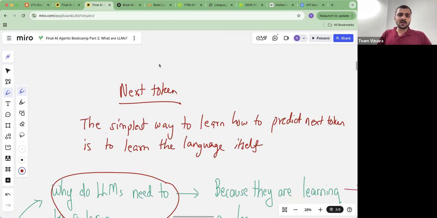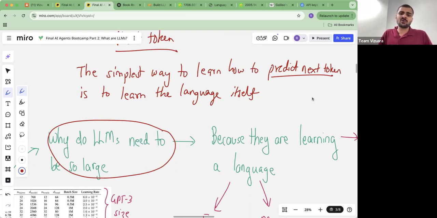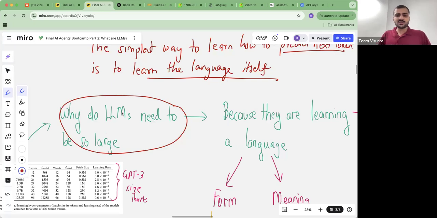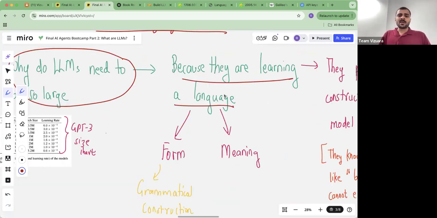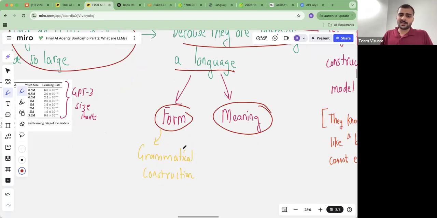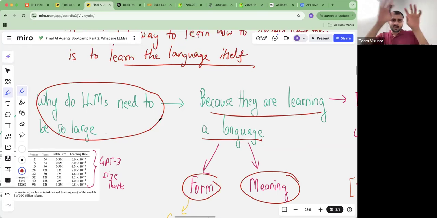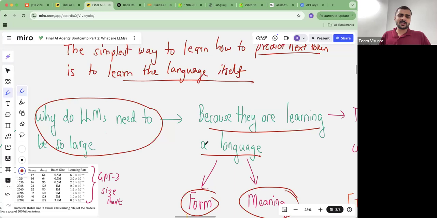And I believe the reason they are learning a language is because we train the LLMs to predict the next token, but LLMs themselves figure out that for me to predict the next token, the fastest way for me to do this is if I learn the language itself. So LLMs need to be very large because they are learning a language, and learning a language is not easy at all. It involves two things. It involves understanding the form of the language, and it involves understanding meaning of the language. So by form, I mean grammatical construction. As we train them on the next token, they realize that they have their own patterns which are forming in their mind. Or when I say mind, I mean some parameters. And they understand the grammatical form.